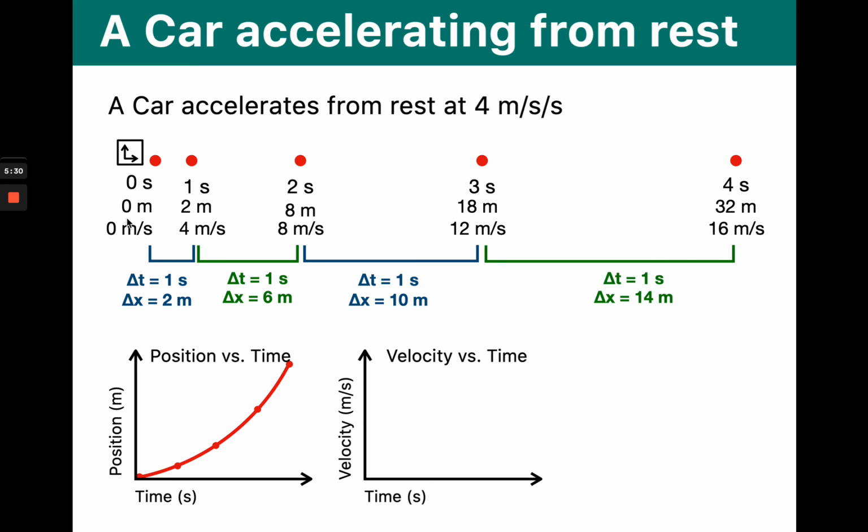The velocity at time 0 is 0. The velocity at 1 second is 4 meters per second. The velocity at 2 seconds is 8 meters per second. The velocity at 3 seconds is 12 meters per second. The velocity at 4 seconds is 16 meters per second. So these are the instantaneous velocities, the velocities at a very specific time.